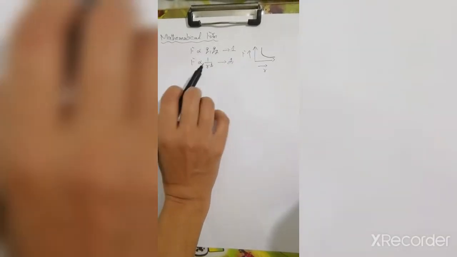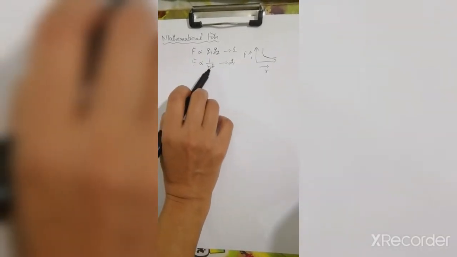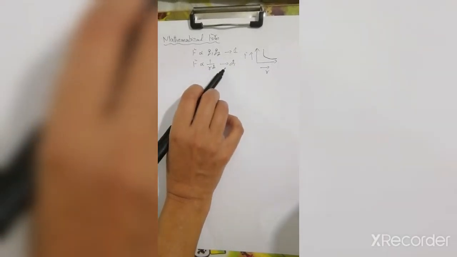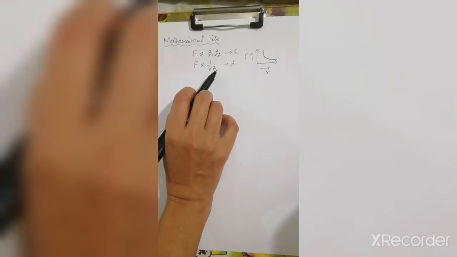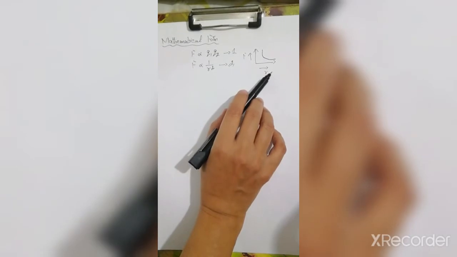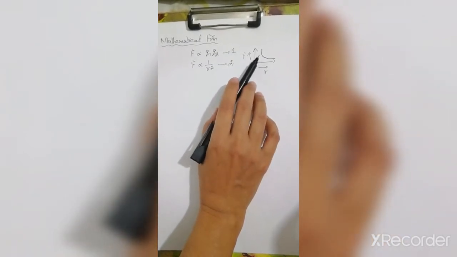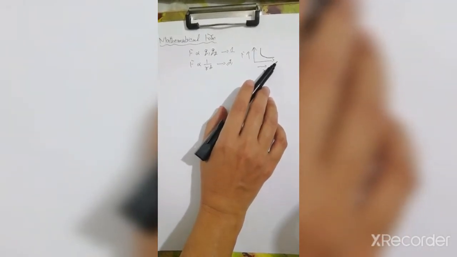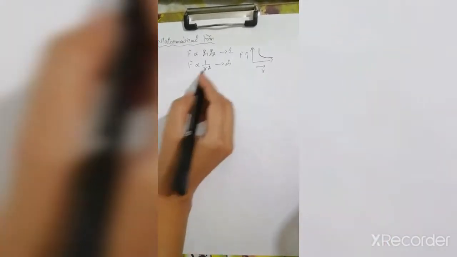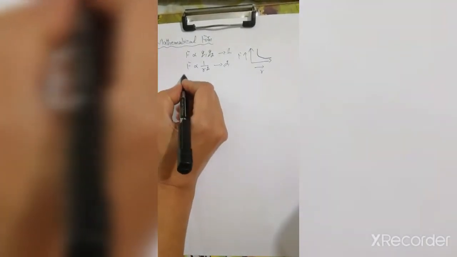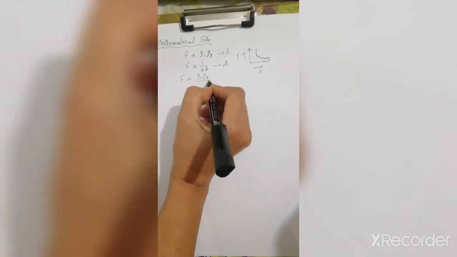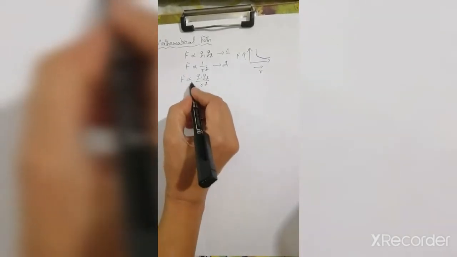Equation number 1. Force F is inversely proportional to 1 over r square. This second equation is also called the inverse square law. It means when we draw force along the y-axis and distance along the x-axis, the force decreases as the distance increases, so the graph will be in this form. Combining the two equations, force is directly proportional to q1 q2 and inversely proportional to r square.